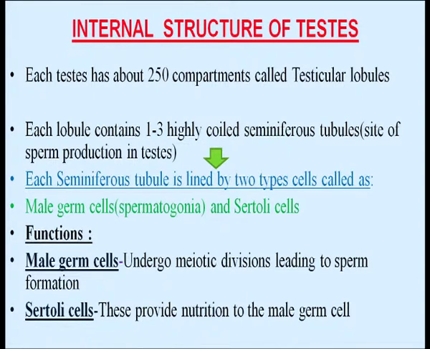Each seminiferous tubule is lined by 2 types of cells. They are male germ cells, which are also called spermatogonia, and Sertoli cells. Now, what are the functions of male germ cells and Sertoli cells? Male germ cells undergo meiotic division leading to sperm formation. These are the cells which make sperm. Sertoli cells provide nutrition to the developing male germ cells.